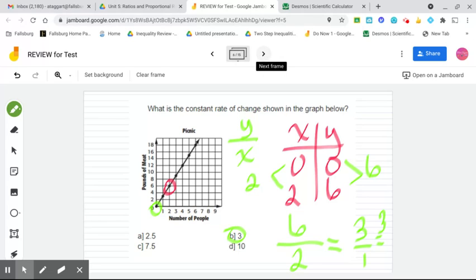Don't forget, we should be copying this down because you are handing it in as a classwork assignment.